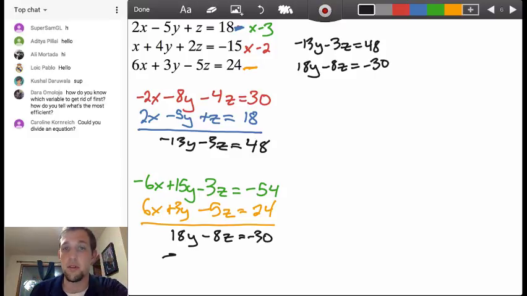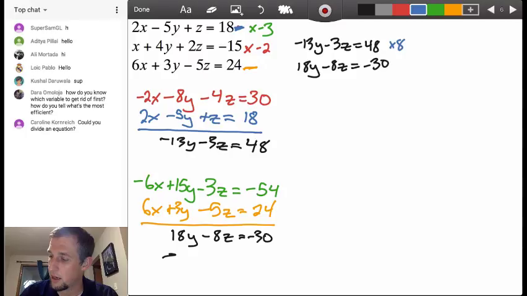So I'm going to get my z's to cancel out this time. And so I'll just multiply the top one by 8, and I'll multiply the bottom one here by negative 3 because I want those opposites there. Even I'm going to double check math on my calculator here. Is this math I could do in my head? Yes, theoretically anyway.